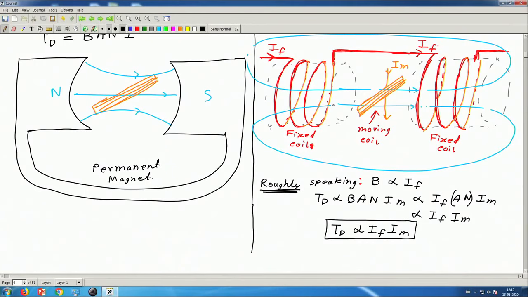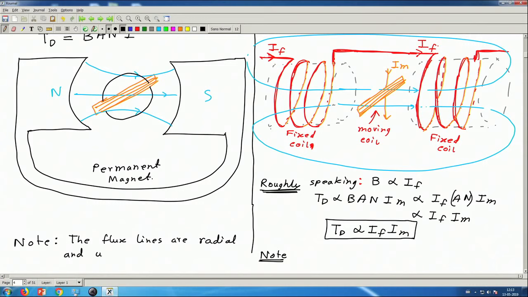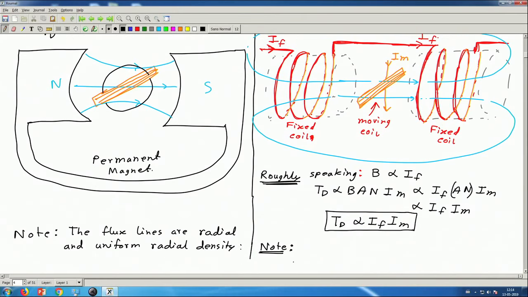This is because, just note that in the earlier case we also had the core. The flux lines are radial, and with uniform radial density. But in electrodynamic instruments, generally no core is used. In electrodynamic instruments, normally no core is used.